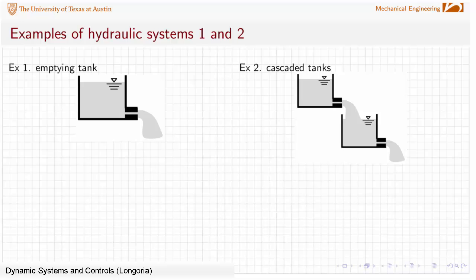Let's begin looking at some examples of hydraulic systems. Here I have example 1 and 2. I'd like to start off with these two basic problems. The classic emptying tank, that is a problem that you've probably seen maybe even since high school calculus classes sometimes, and then the cascaded tanks. Obviously they're very much connected.